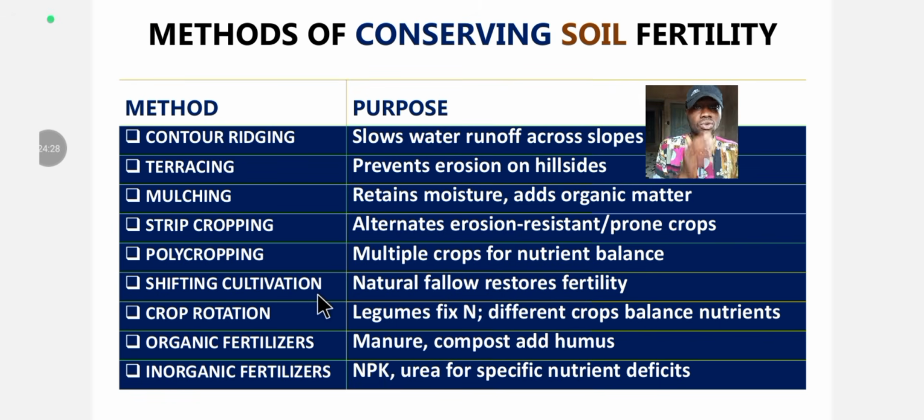Where we say you will leave this land. You leave the land, you don't plant on this land this year, so that the land can recover all the nutrients it lost. Then after that year, you go and plant the land again. That's bush fallowing, or shift cultivation.